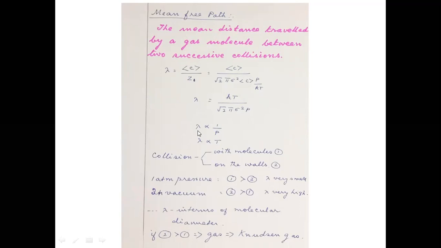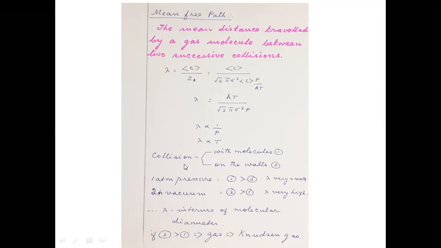So more gaseous molecules will be there when pressure increases, or the gaseous molecules will move with a higher velocity. Therefore, they will hit very frequently. As the hitting is very frequent, the distance traveled between hits will be very short. Therefore, mean free path lambda decreases with increase in pressure. And it also increases with increase in temperature, because it is directly related.